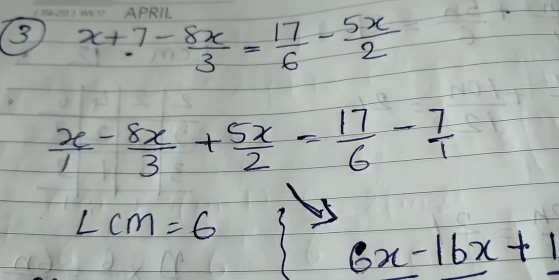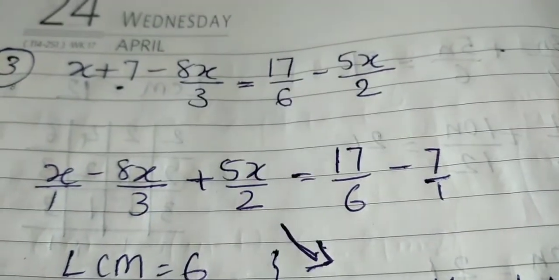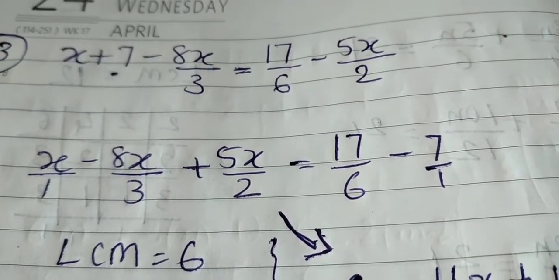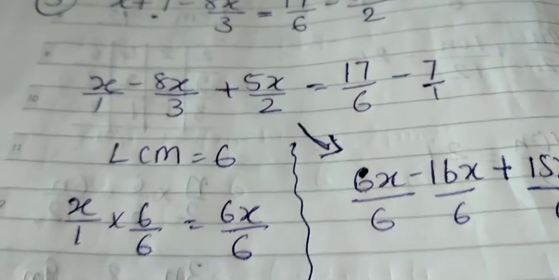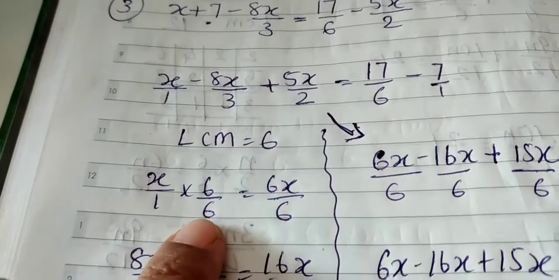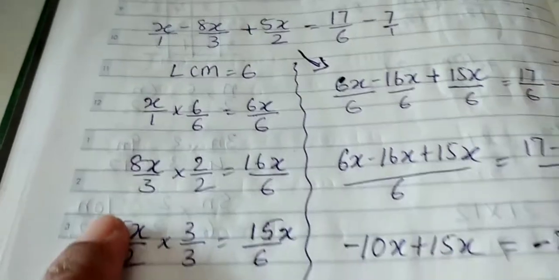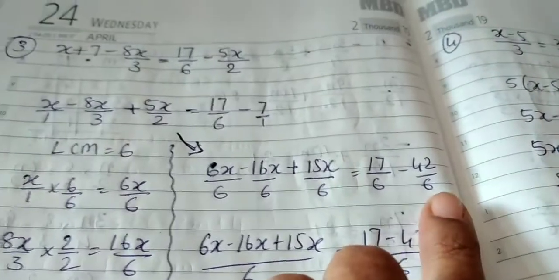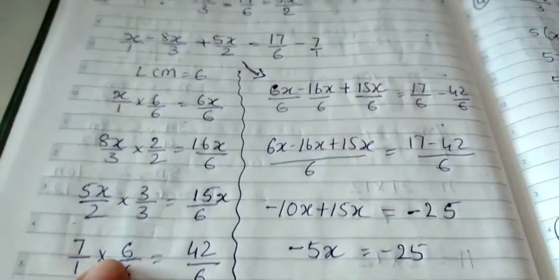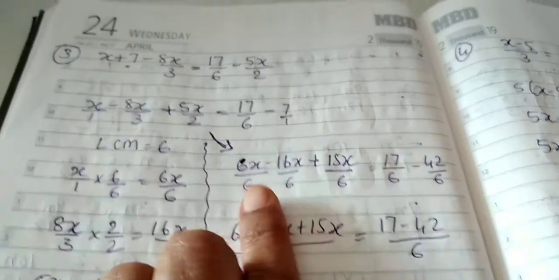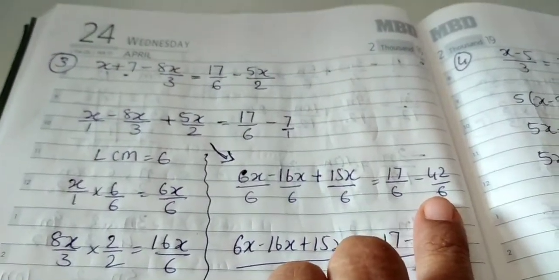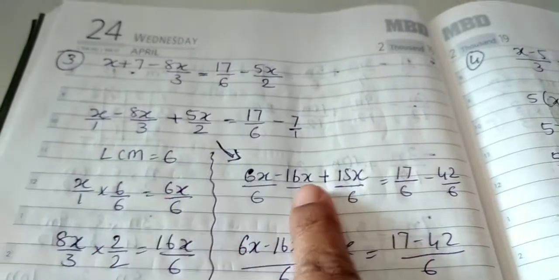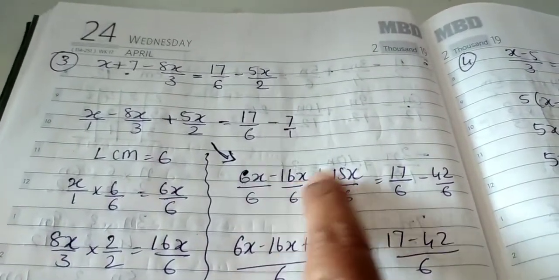I have taken the like terms together, all the x together and all the constant number terms together. Right? LCM is 6. And now here you can see x upon 1 multiplied by 6 by 6 gives you 6x by 6. Now you are aware of how we get these terms. We have made the denominators like of all the terms and now carrying out the calculations. Okay, x becomes 6x, 8x becomes 16x because 2 is multiplied over here and here 3.